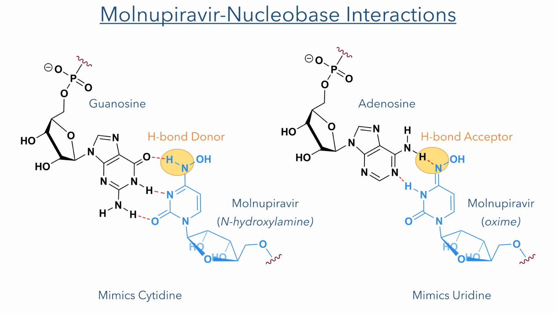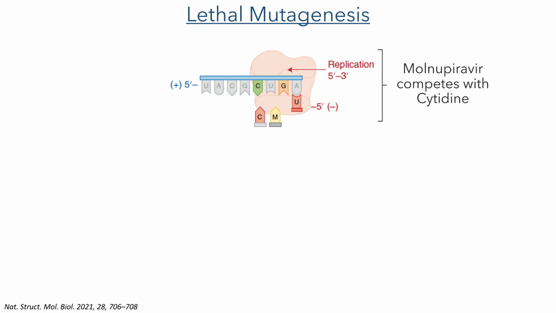When it's in its oxime tautomer, it is able to mimic uridine. In this case, the oxime mimics a carbonyl group and acts as a hydrogen bond acceptor by bonding to the amine of the adenosine nucleoside. As molnupiravir can mimic both of these nucleosides, it is able to carry out lethal mutagenesis.